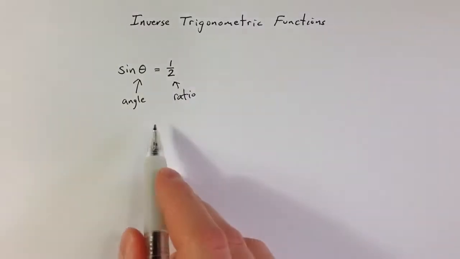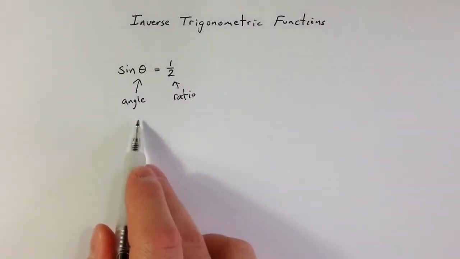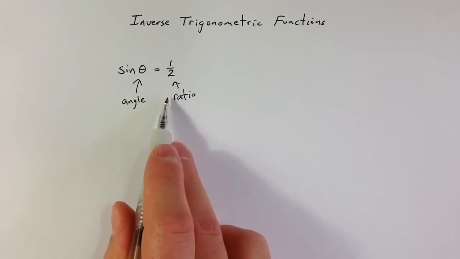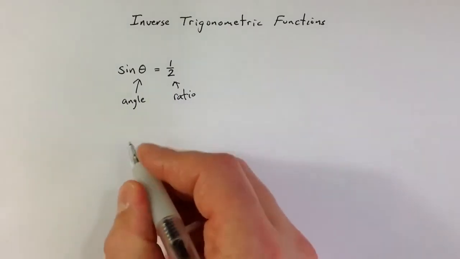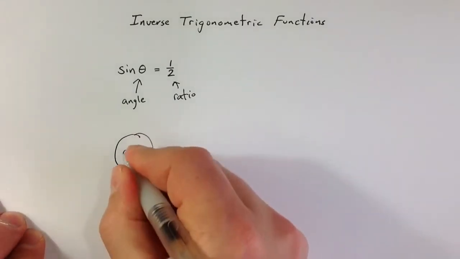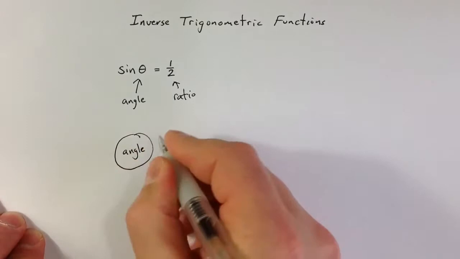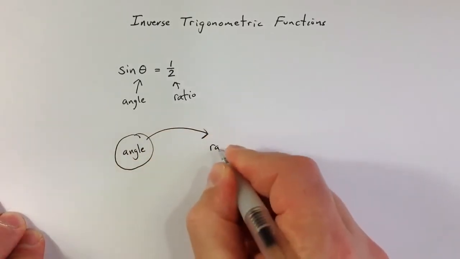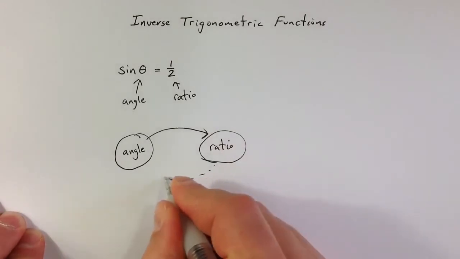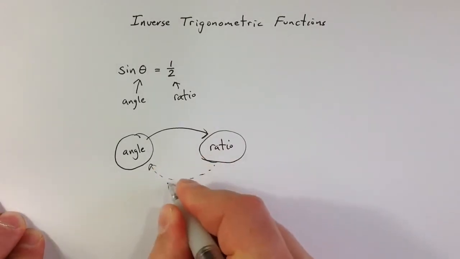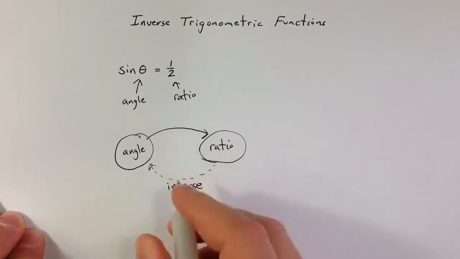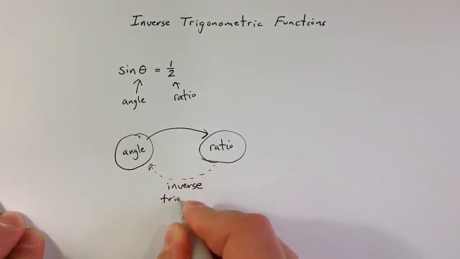The definition of the trig functions, we develop these by looking at ratios of side lengths of right triangles. So that ratio corresponds in some way to a right triangle. And so all of the trig functions make this connection. They relate an angle to a ratio. The inverse trig functions go the other way. So for an inverse trig function, what I'd like to do is start with a ratio and turn it into an angle.